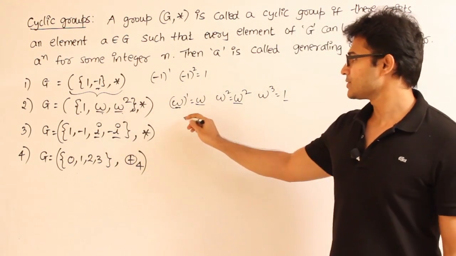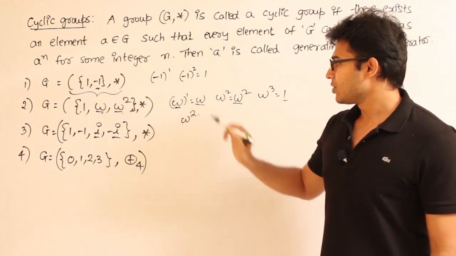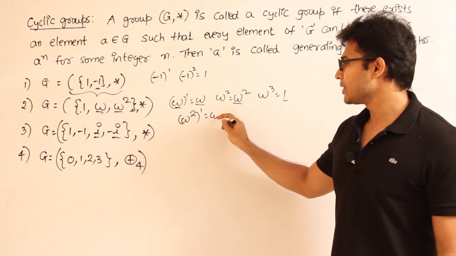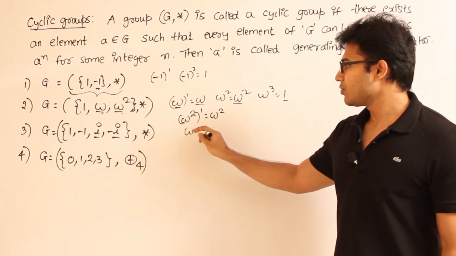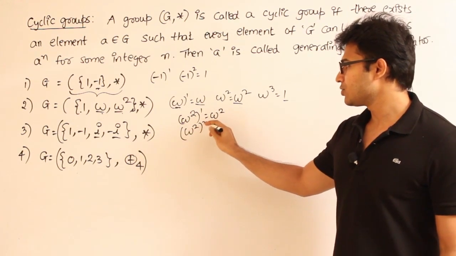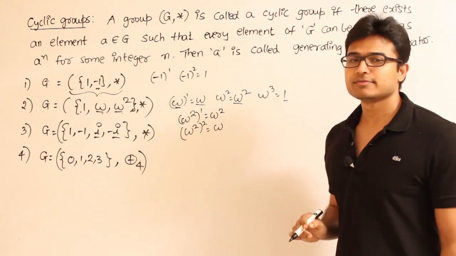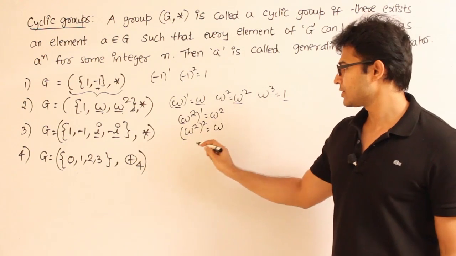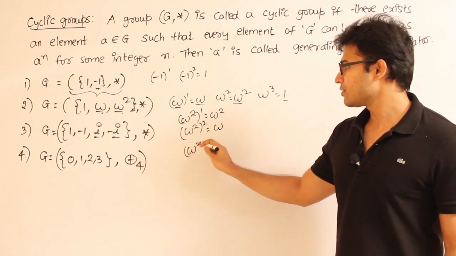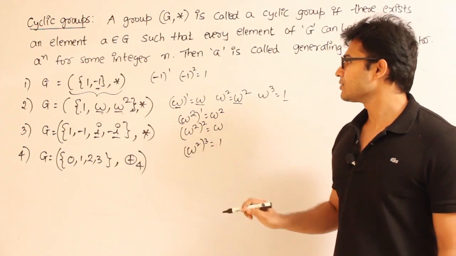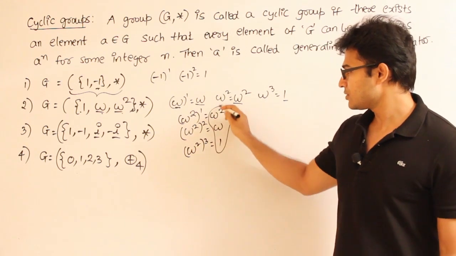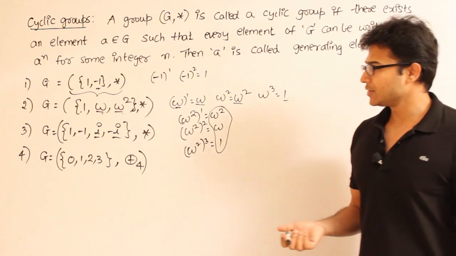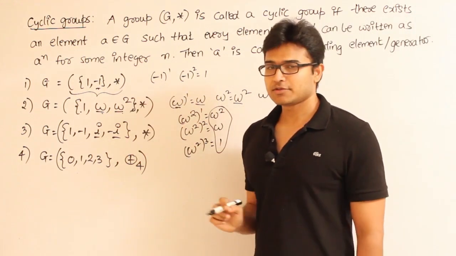And what about omega square? See this, omega square power 1 is omega square, and omega square power 2 is omega. The reason is it can be written as omega cube into omega. And then omega square power 3 is 1. So again omega square is also generating all the other elements including omega square. So that is why omega square is also a generator.